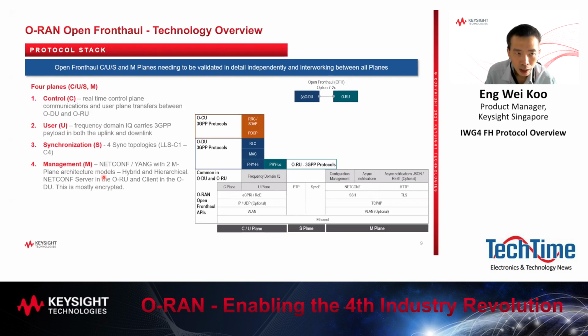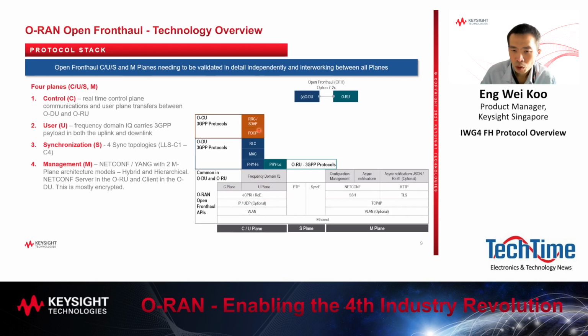Getting to the protocol stack a little bit, there are 4 planes specified. This is a diagram, a picture that we put together in terms of how this works. So the common layer here is basically what has been specified within working group 4. You would have the control plane, the user plane, the synchronization plane, and the management plane. For the control plane, basically it is running on top, most commonly over eCPRI. Radio over Ethernet is specified as well, but it's not very commonly used.